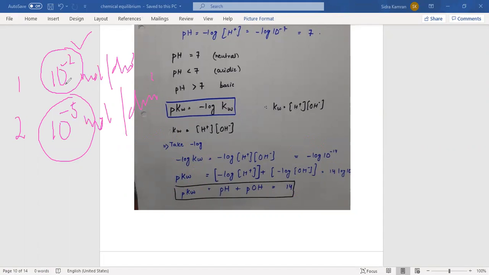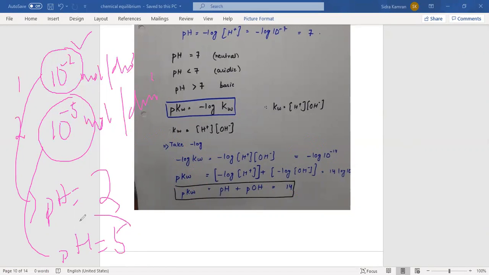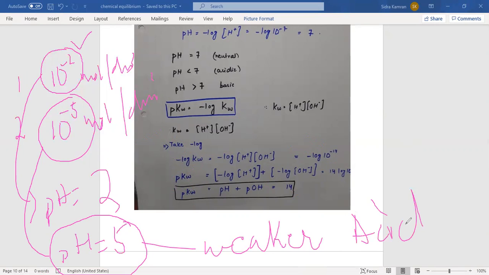But when you are going to calculate its pH, the pH for this will be 2 and the pH for this will be 5, because you have to take the minus log of both of them. So if the pH is greater, the acid is weaker. If the pH is greater, the acid is weaker.